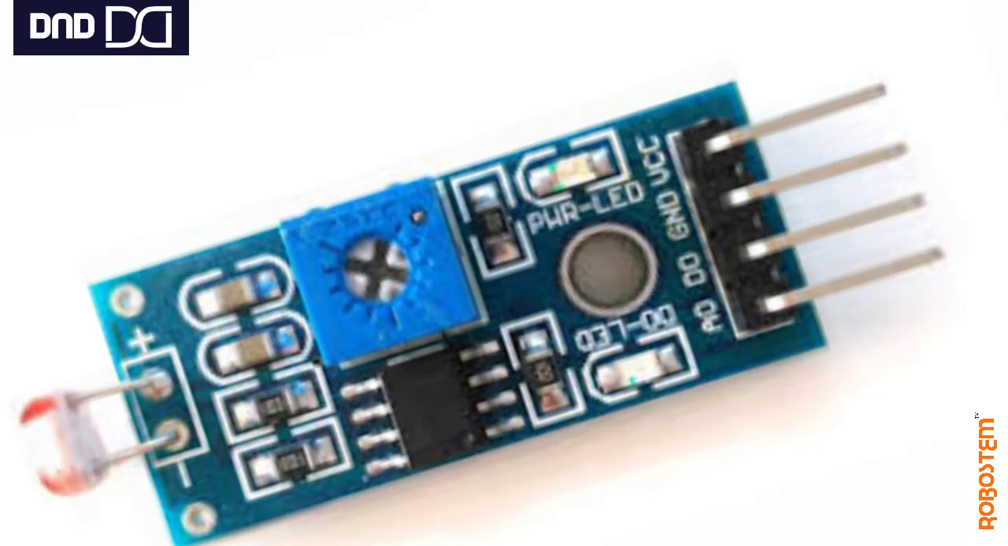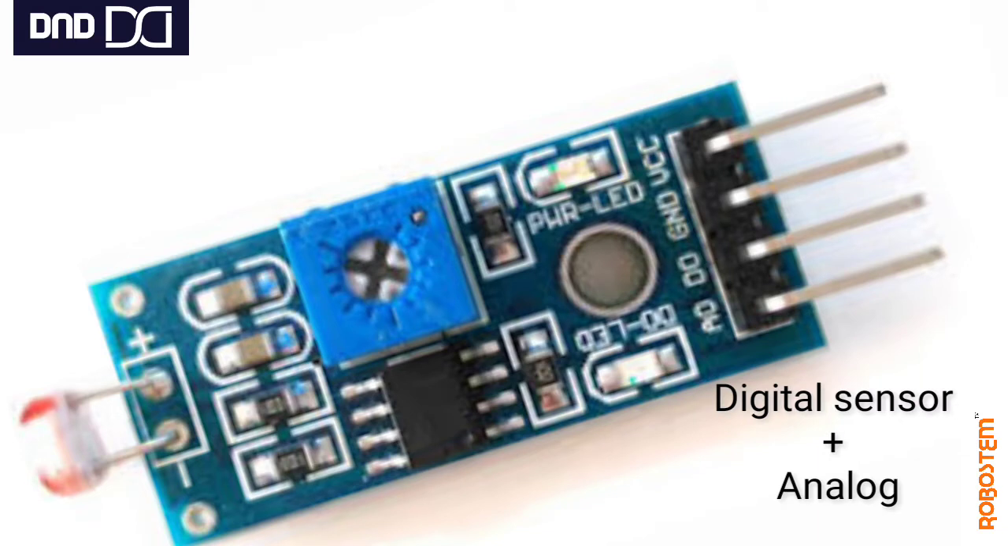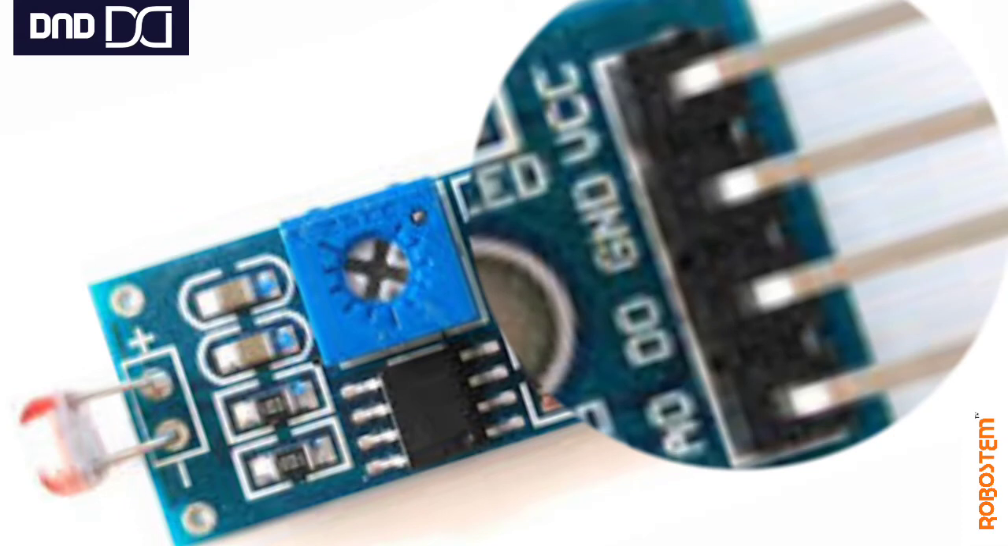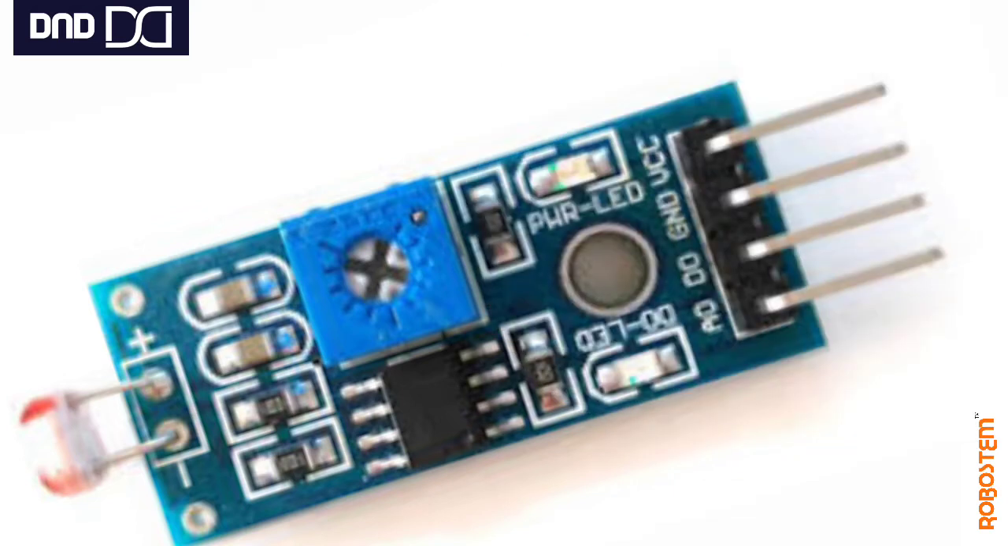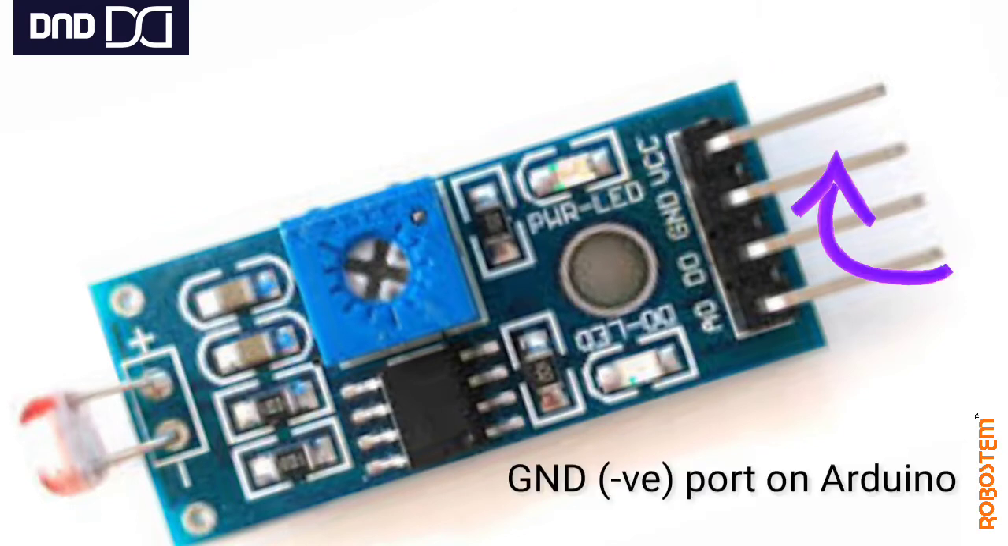This LDR sensor has many components on this PCB board that you can see. As I said, it's a digital plus analog sensor, and it has 4 pins. The first pin is VCC, second is GND, third is digital output, and fourth is analog output. DO means digital output, AO means analog output. The first VCC pin is connected to the 5 volt on the Arduino Uno board. Second is GND, which means ground, connected to the GND port on the Arduino Uno board.